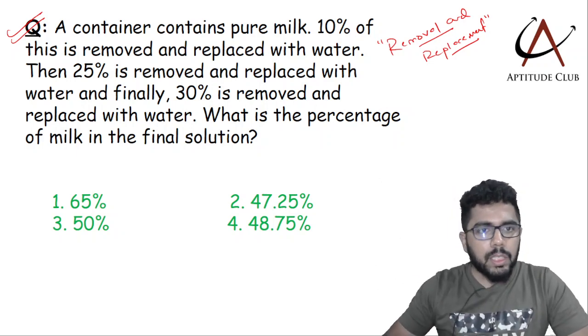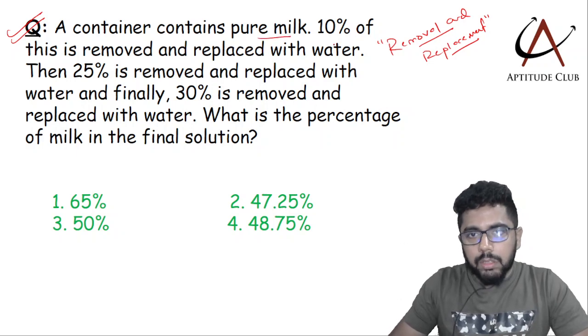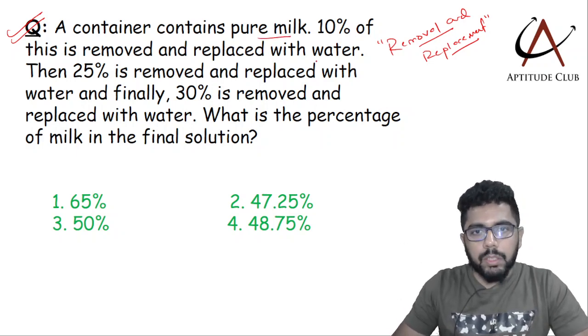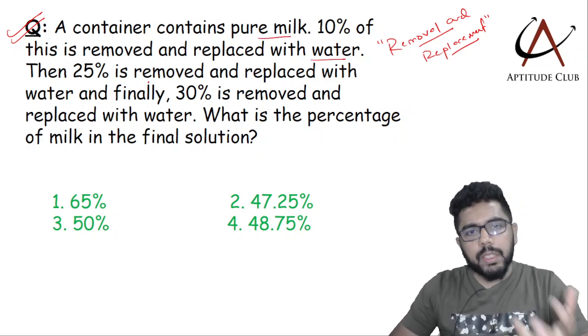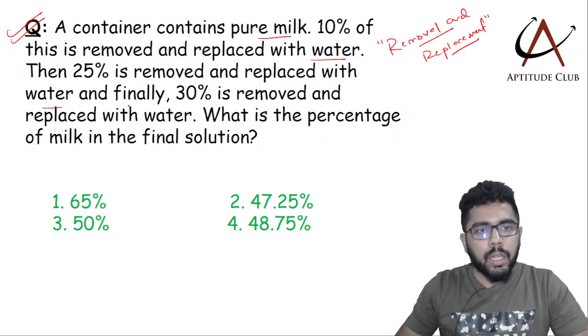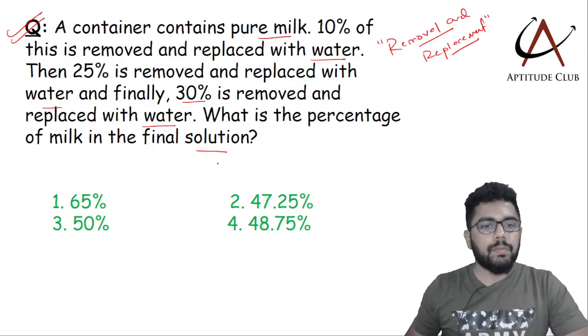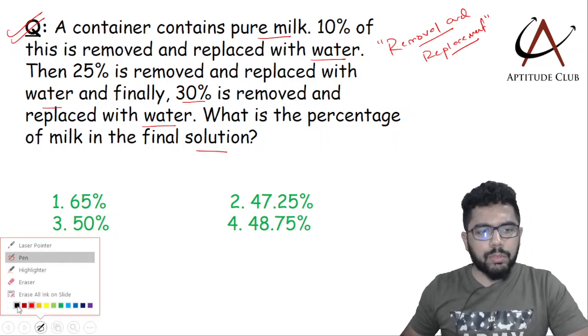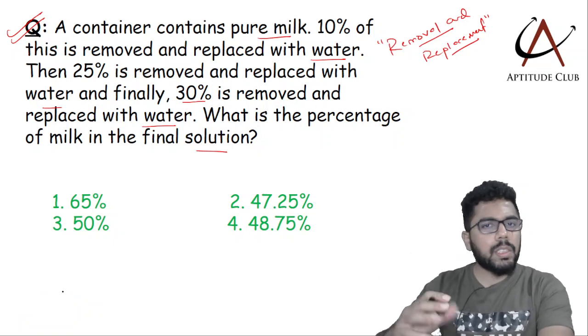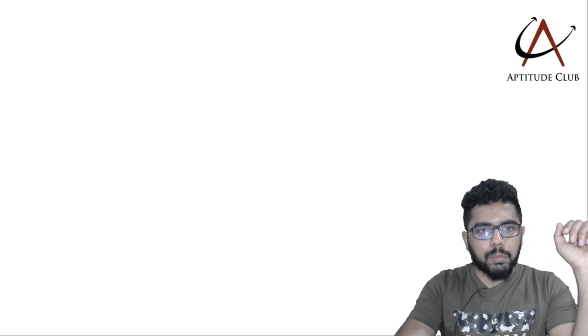So what the question is saying is, a container contains pure milk. 10% of this is removed and replaced with water, 25% is then removed and replaced with water, and finally 30% is removed and then replaced. What is the percentage of milk in the final solution? So I'll give you some context. If you understand removal replacement, this is a very easy question to solve. Those of you who are not aware of removal replacement, I'll just explain.